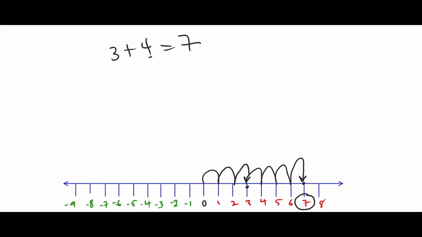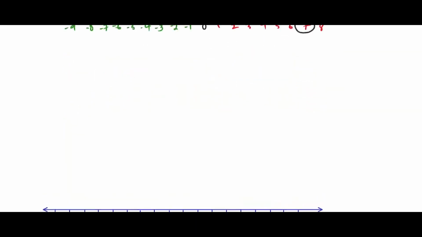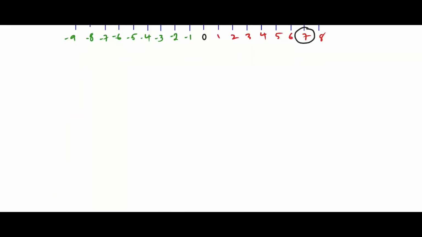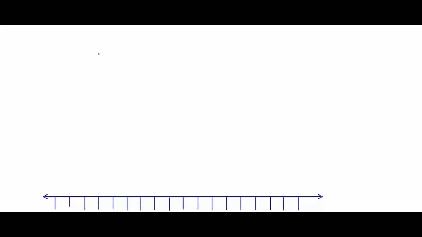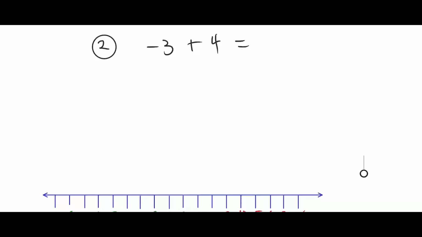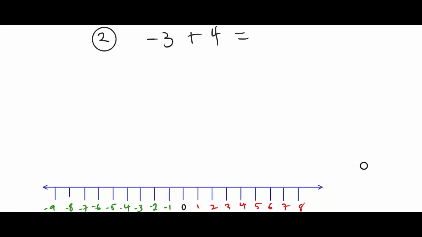So let's look into another one. That's number 2. We want to do minus 3 plus 4. What will be the answer? Very simple. We just have to start from negative 3.